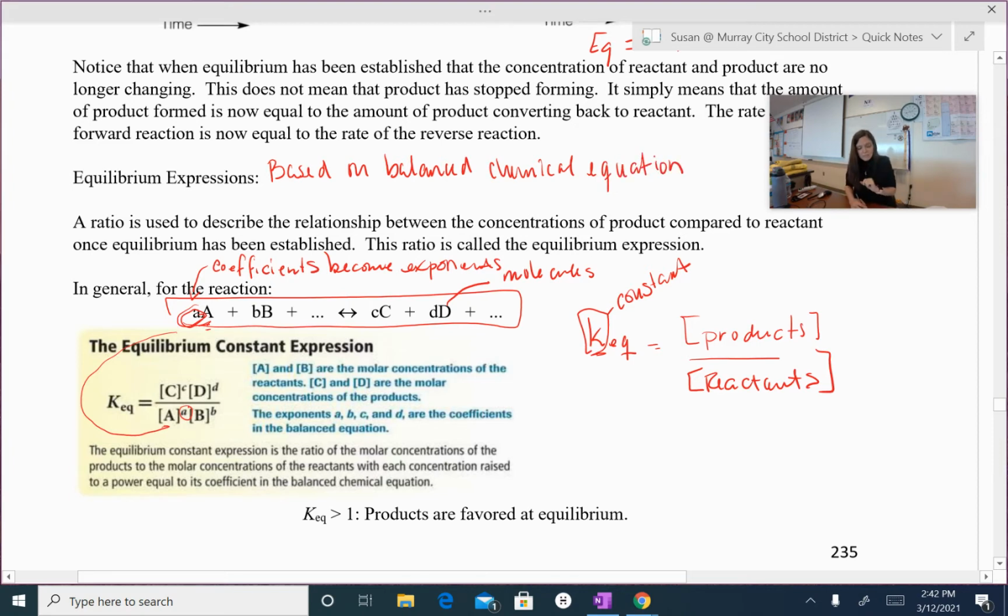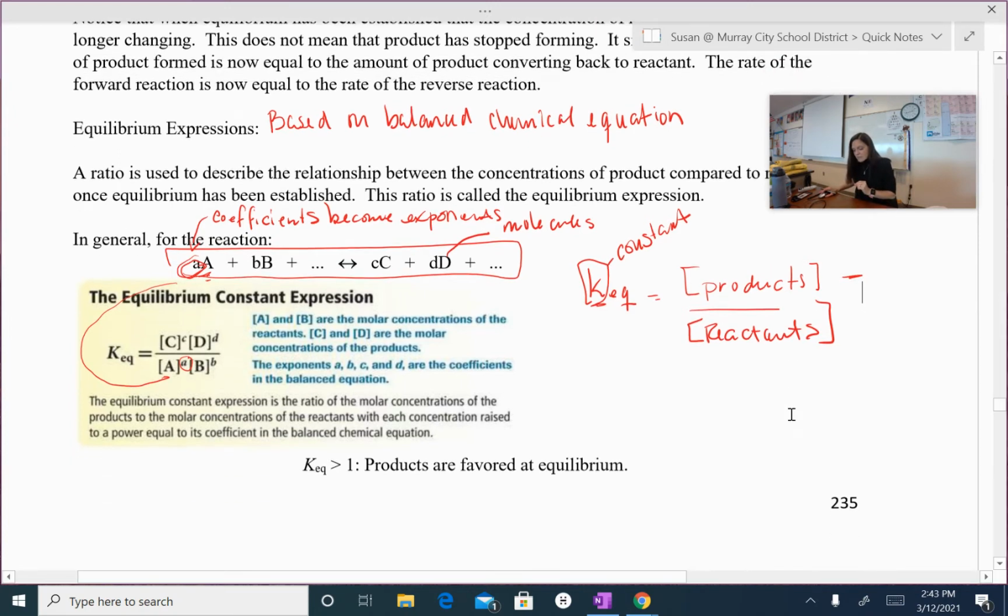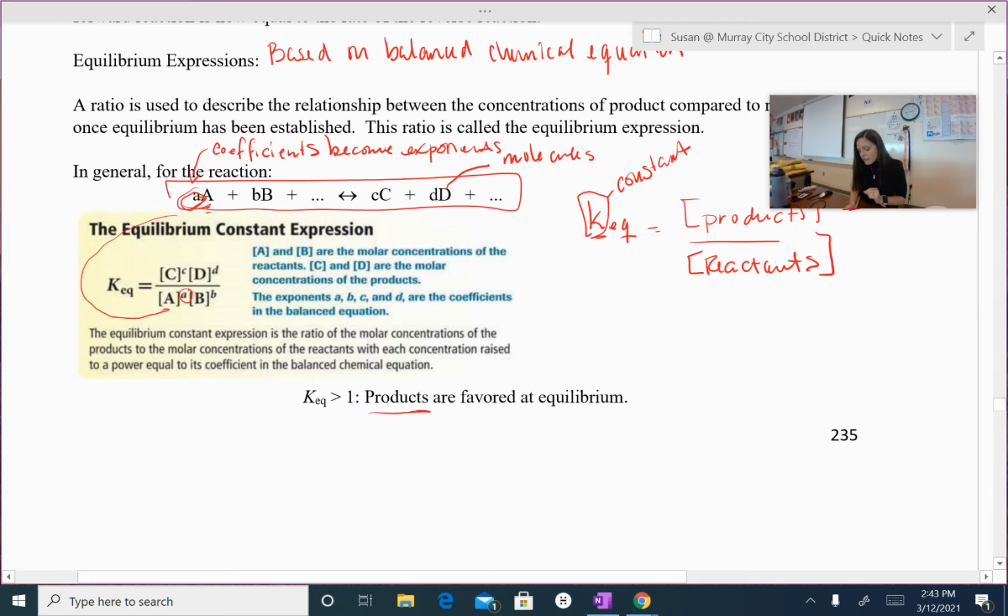Okay, so let's think about this mathematically. If our equilibrium expression is larger than 1, doesn't it mean that we have more products than we have reactants? And if we have more products than we have reactants, that means that our products are favored at equilibrium. That means we will make more products. So this reaction may not go to completion, but we actually get pretty far along the way.